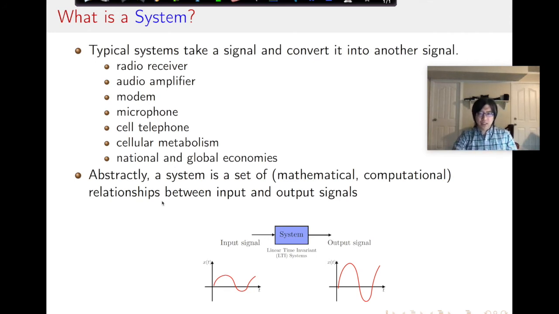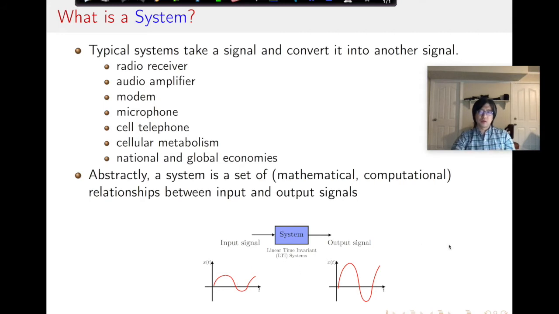And abstractly, we can say a system is just a set of mathematical or computational relationships between the input and the output signals. In particular, in this class, we're going to only focus on one specific system, which is called linear time invariant, or LTI systems. We're going to explain the exact meaning of it later in this class. Just to give you a brief preview, if we just do a magnification of the input signal, that is an LTI system.